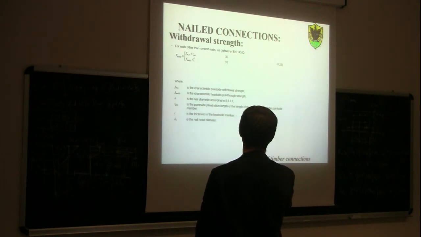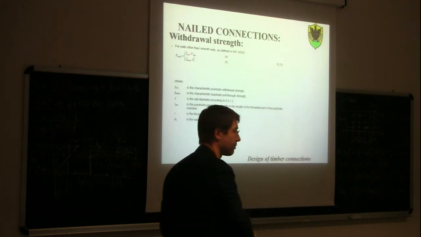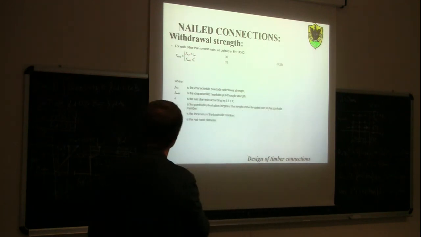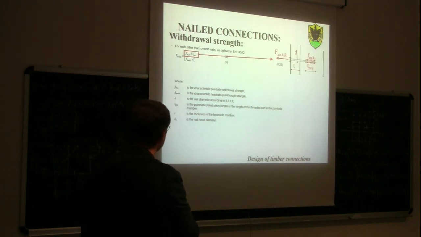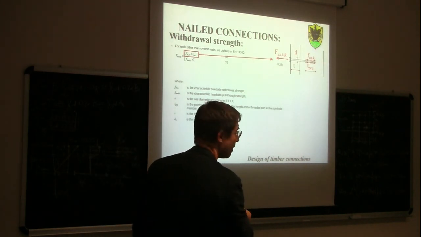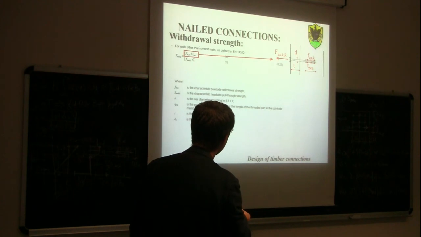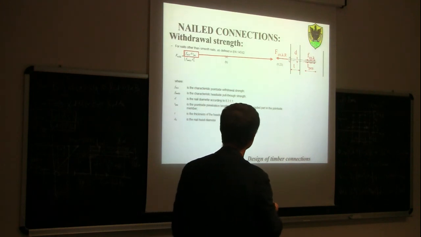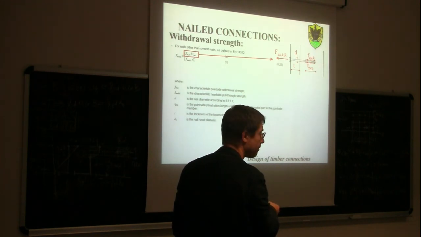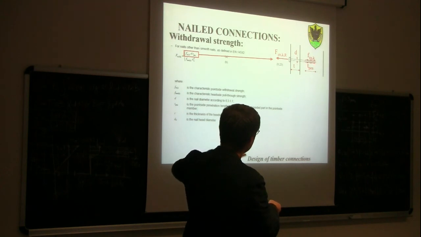So what kind of failure modes concern these relationships? You see here, this is a nail connecting one member with another. Now, we can have two different failure mechanisms. The first failure mechanism is when we pull this nail, and the nail comes out of the second member. So basically we have to overcome the friction between this point and the member itself.